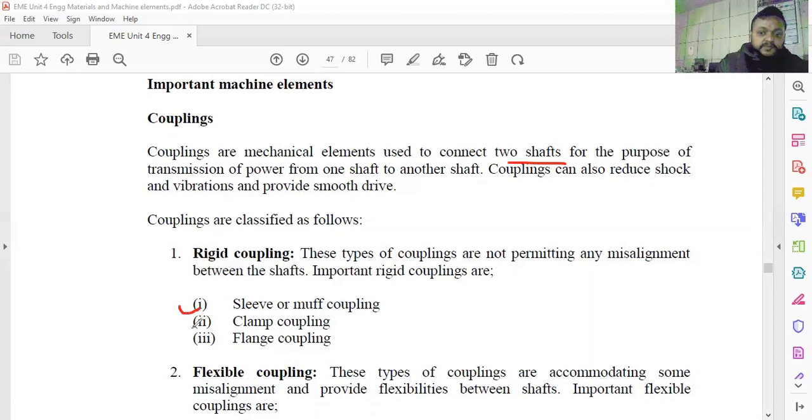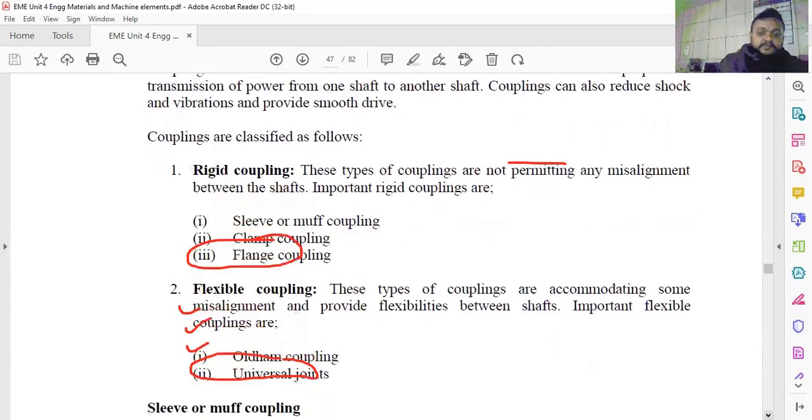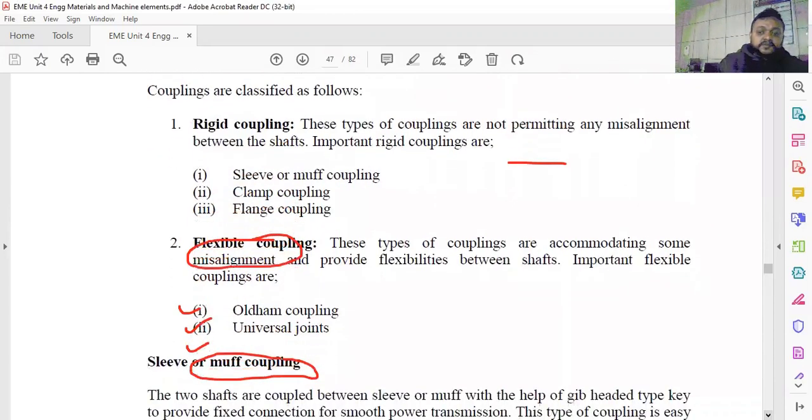There are the sleeve or muff coupling, the clamp coupling, and the flange coupling. These three types are normally considered rigid couplings. Rigid couplings do not permit any misalignment, so they are rigid and fixed. But flexible couplings provide a certain amount of flexibility, so that misalignment can be accommodated whenever shafts are connected together. For rigid couplings, remember the names: muff coupling, clamp coupling, and flange coupling. For flexible couplings, we have the Oldham coupling and the universal joint.